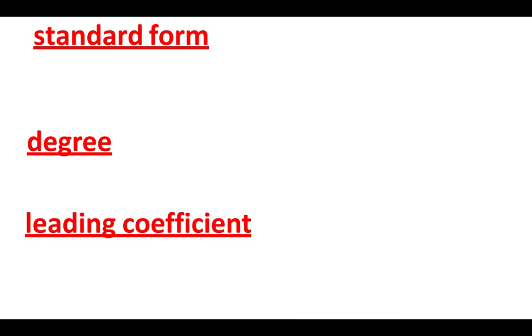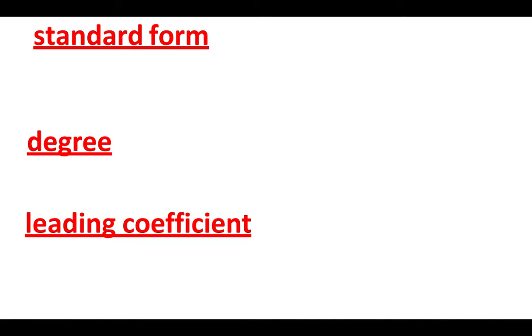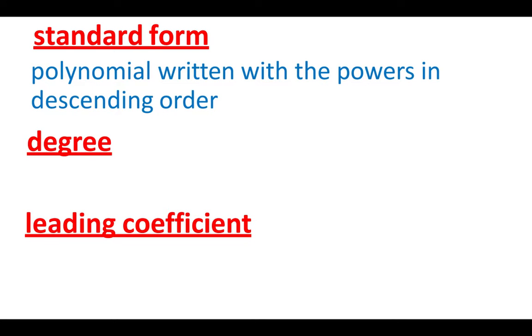All right, let's look at just a few more words here. The first one is standard form. Standard form is a polynomial written with the powers in descending order. What that means is if we have, let's say, a function like f of x equals 3x plus 7x cubed minus 4x squared plus 10.